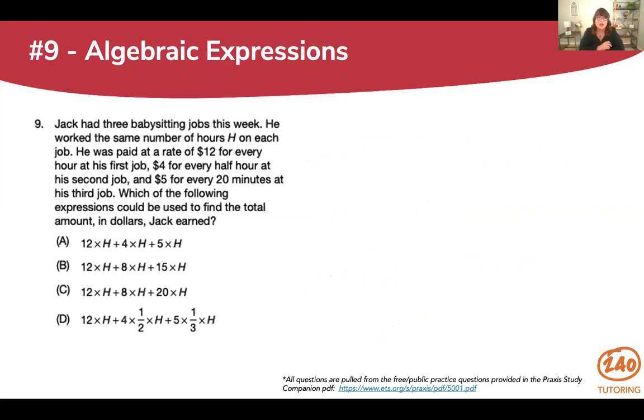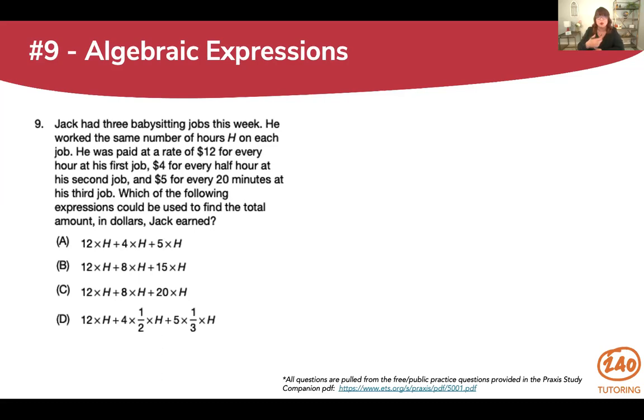It says Jack had 3 babysitting jobs this week. He worked the same number of hours, which we're calling H, on each job. He was paid at a rate of $12 for every hour at his first job, $4 for every half hour at his second job, and $5 for every 20 minutes at his third job. Which of the following expressions could be used to find the total amount in dollars that Jack earned?